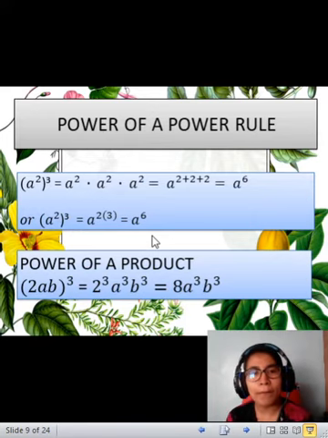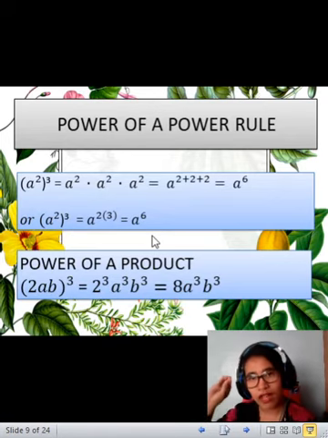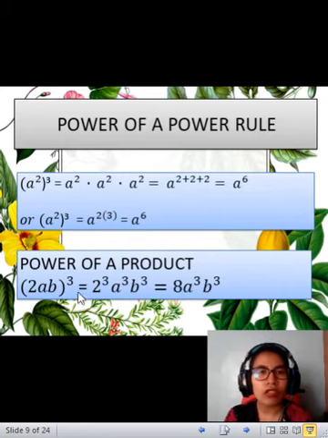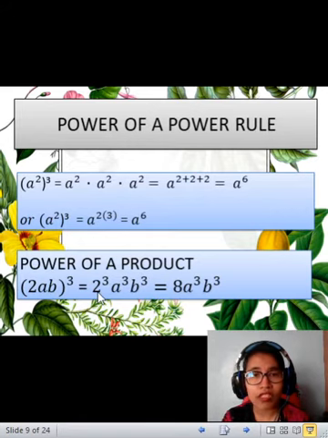Then we also have the power of a product rule. In the power of a product rule, again, the given is already in a parenthesis, but the exponent is on the outside of the parenthesis. So that exponent will be distributed to all numbers or variables inside the parenthesis. That's why you see in the solution, I will have 2 cubed, a cubed, b cubed. And 2 cubed means 2 times 2 times 2, and that will give us 8. That's why your final answer is 8a cubed b cubed.